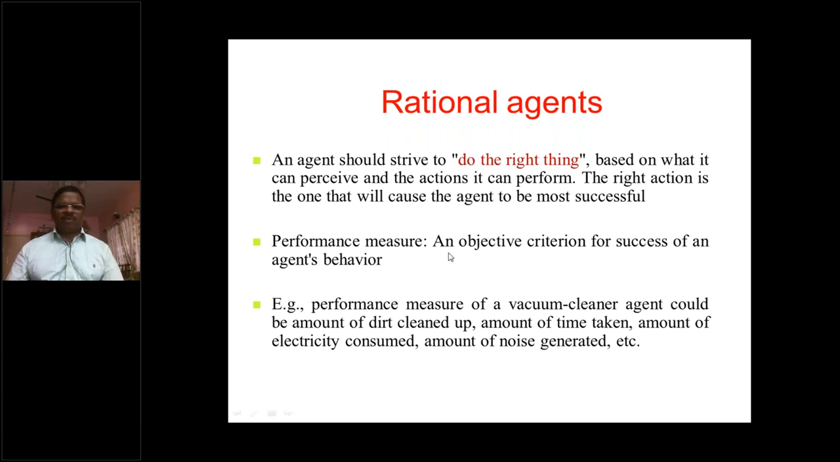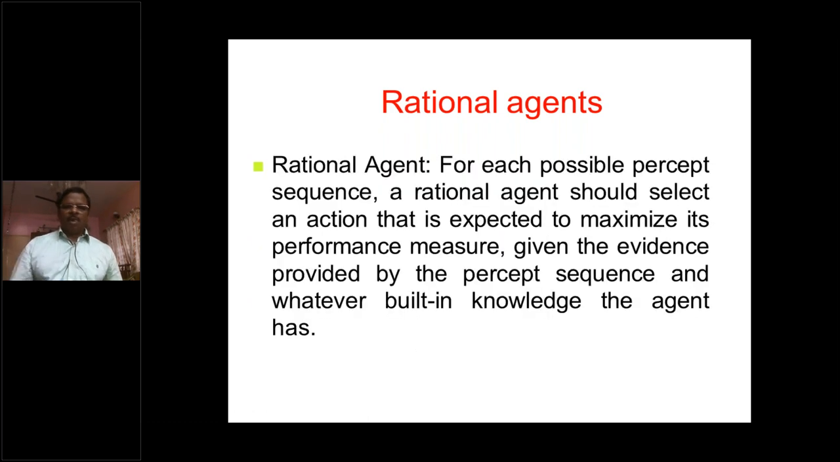So there are some performance measures available: an objective criterion for the success of an agent's behavior. For a vacuum cleaner agent, it could be the amount of dirt cleaned up. I am talking about the automated vacuum cleaner, not the manual one. An automated vacuum cleaner searches its environment space. Whenever there is dirt, it should clean, then leave that place for another place. This is an example of an irrational agent.